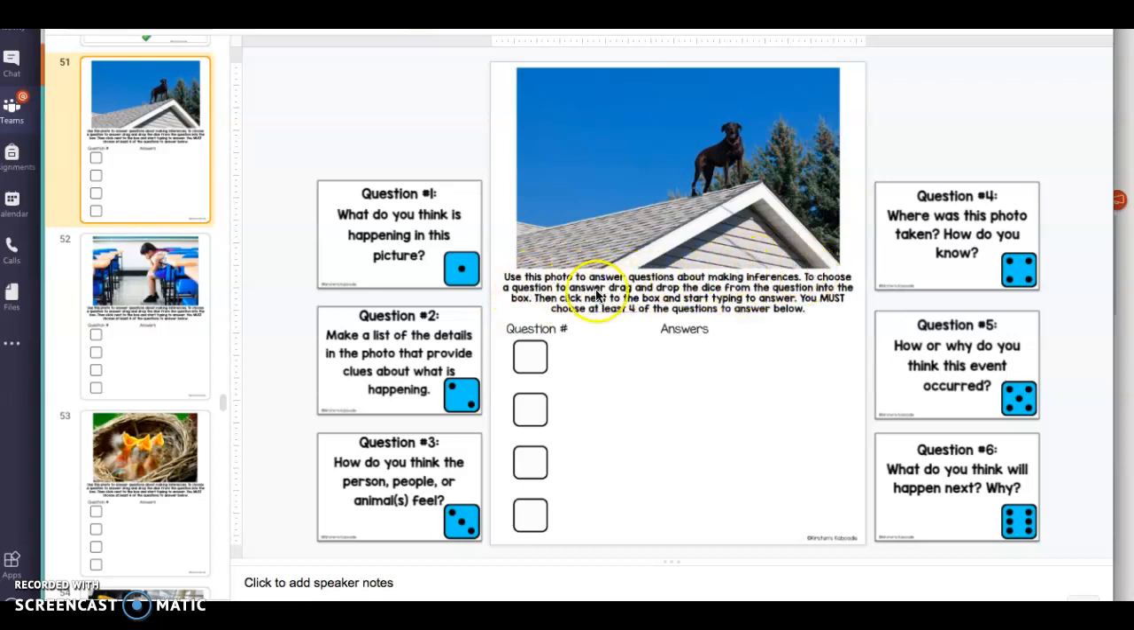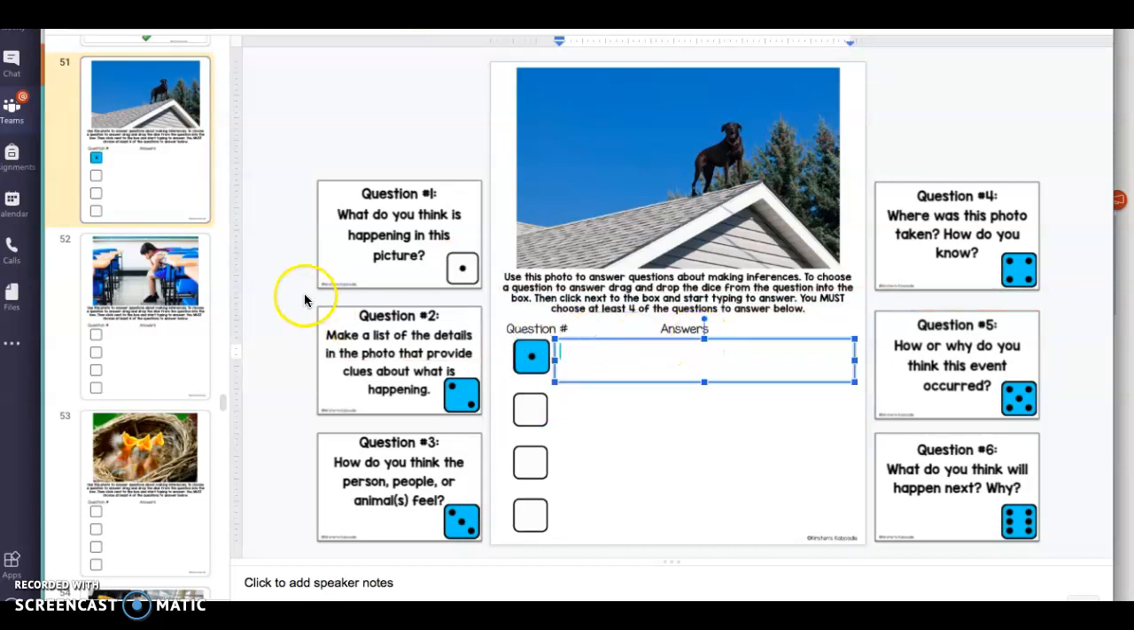To choose a question to answer, drag and drop the dice from the question into the box. Then click next to the box and start typing your answer. You must choose at least 4 of the questions to answer below. So I'm going to go ahead and start with question 1. I'm just going to drag my dice, and then it gives me a text box to write in.